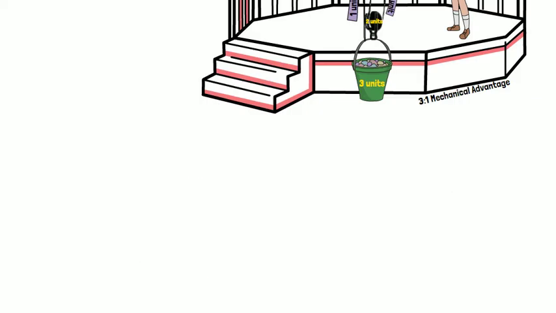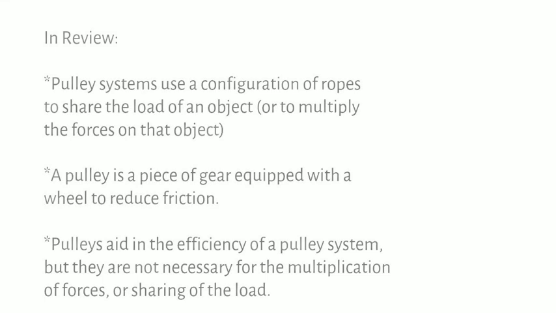Let's review some key concepts in this tutorial. First, pulley systems use a configuration of ropes to share the load of an object, or said differently, to multiply the forces on that object. A pulley is a piece of gear equipped with a wheel to reduce friction. Pulleys aid in the efficiency of a pulley system, but they are not necessary for the multiplication of forces or sharing of the load. Now comes the fun part.